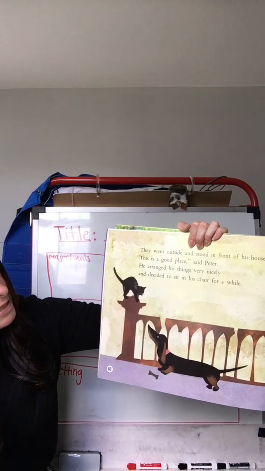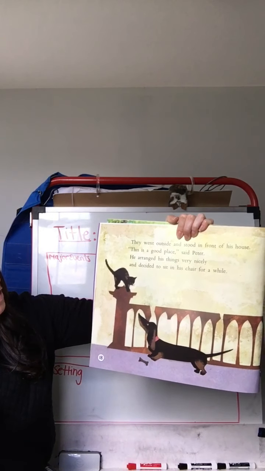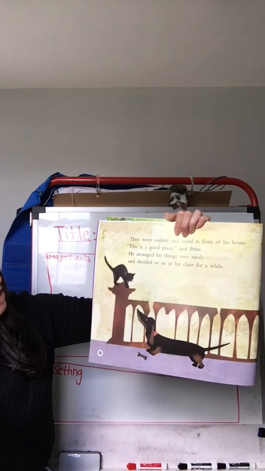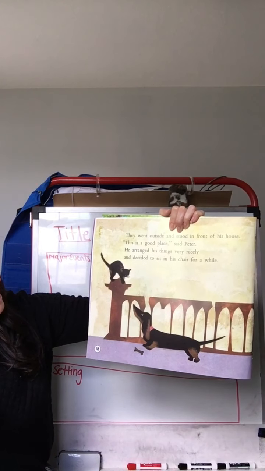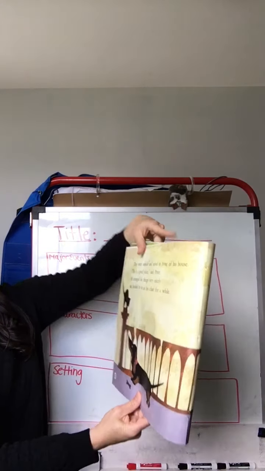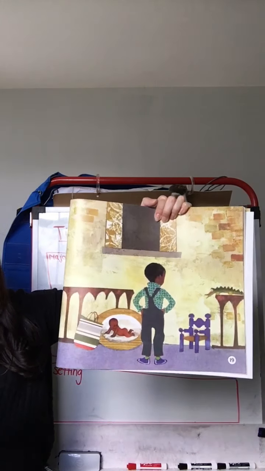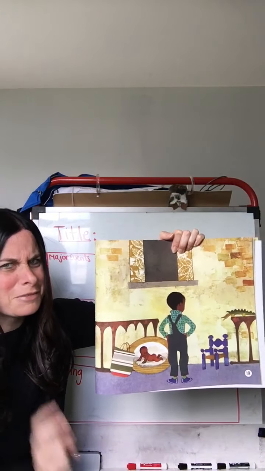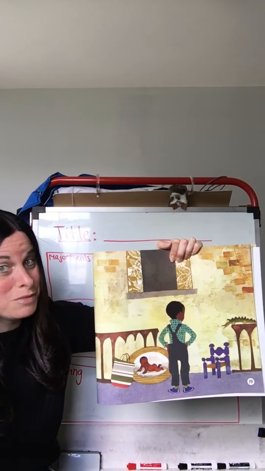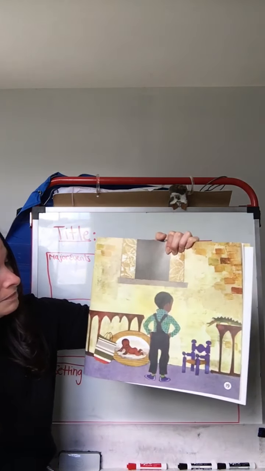They went outside and stood in the front of the house. "This is a good place," said Peter. He arranged his things very nicely and decided to sit in his chair for a while. That's when he saw, right? So they're right outside. He didn't really run away. They just went right outside their house.